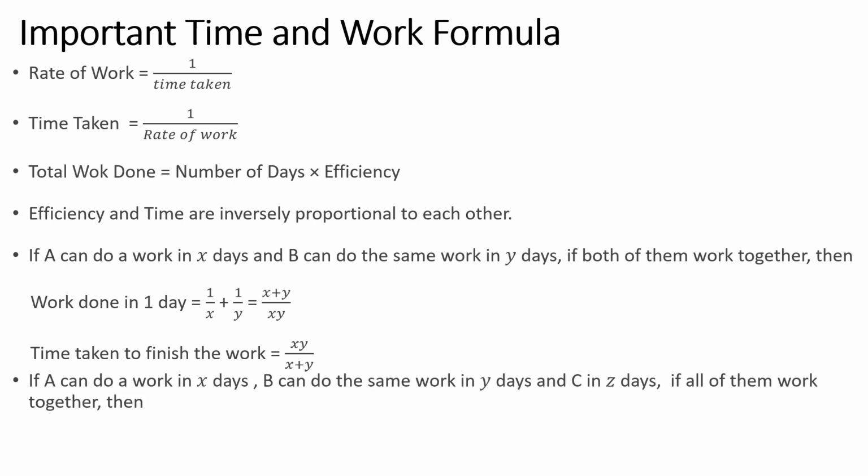So if you have 3 people in a group, like if A can do a work in X days, B can do a work in Y days, and C in Z days, and if all of them work together, then work done in 1 day will be 1 by X plus 1 by Y plus 1 by Z. Again, after converting, either you can add by using fractions or you can convert them into decimals. Then to find the time, again you have to take the reciprocal of this.